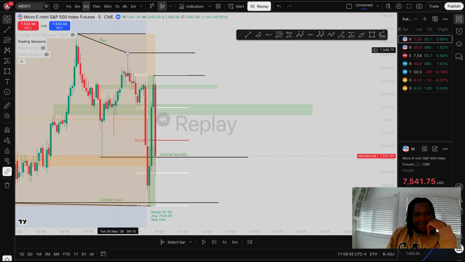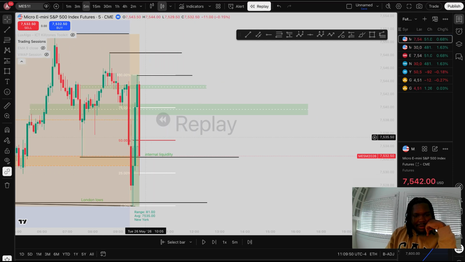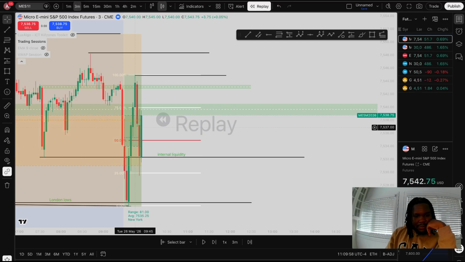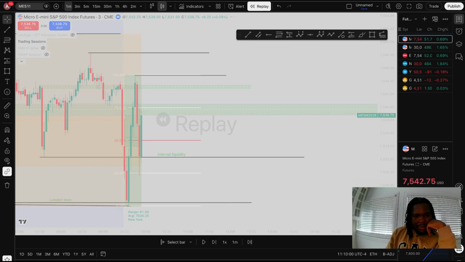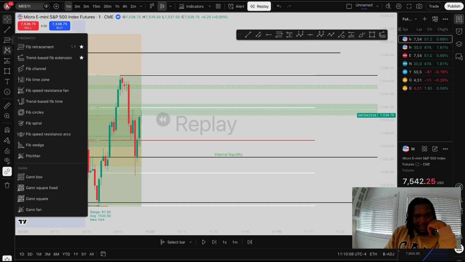Now we're looking for entries. Let's delete this SMT because it doesn't matter anymore. We have this SMT below. We swept back into discount. So now we're looking for confluences to the upside. 3-minute, what does it show us? 3-minute goes up. Does 3-minute inverse anything on 1 minute? This candle is inversed on 1 minute. This small fair value gap is inversed on 1 minute.